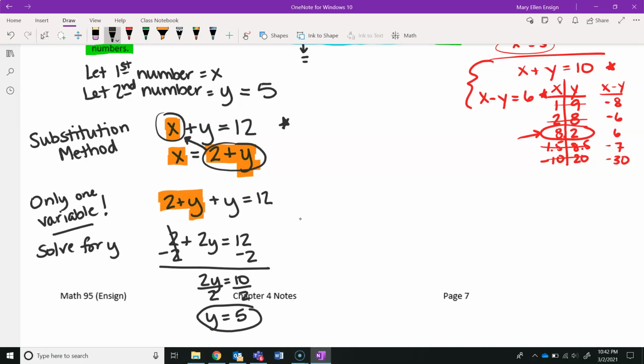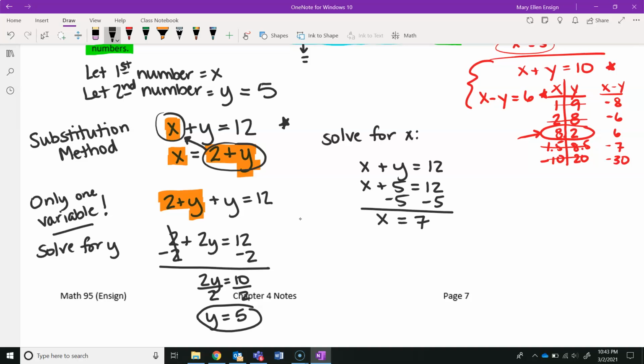So in this case, since you know they add up to 12, you can probably do that in your head. But if you can't, or I want to just look at what the process is, in order to solve for the other variable, in this case x, I would take either one of those two equations, plug in what I know for y, and then solve for x. Okay, so x equals 7, y equals 5.